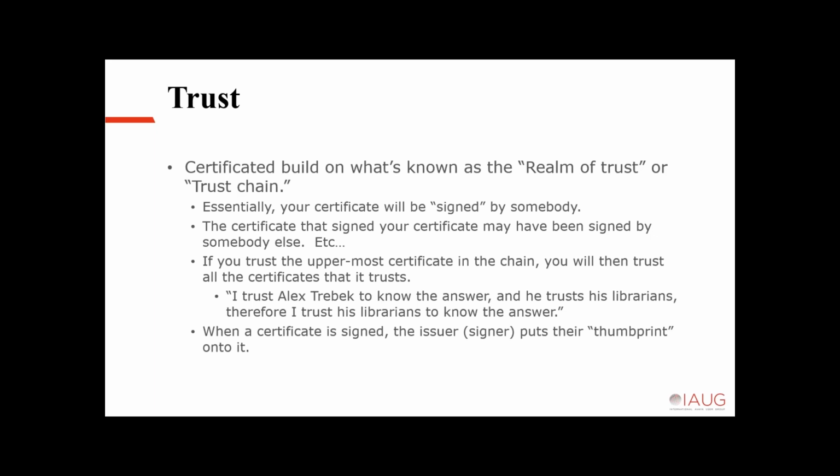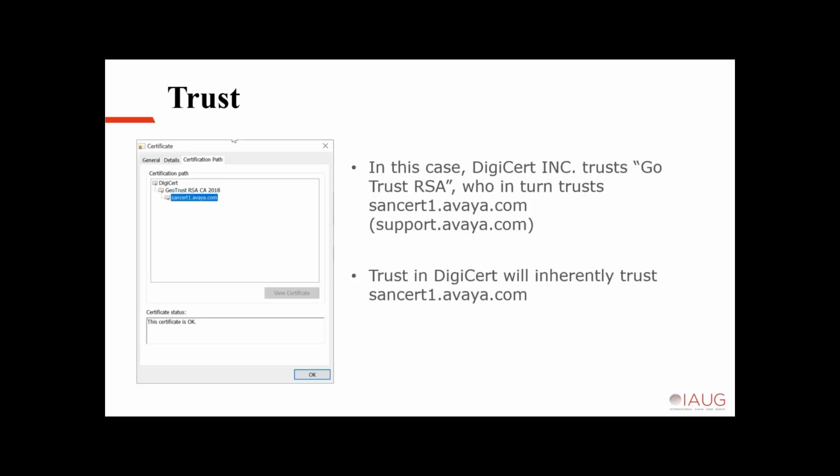Again, it's the transitive property that you might remember from algebra or your math classes. When a certificate is signed, the issuer puts what they call their thumbprint onto it. So I take a certificate and say, let's say I want to be trusted by Paige over at IAUG. I can give her the certificate, she can go sign it, and now I have this thing, and because she trusts it, and if you trust her, you now trust me. So how does this actually work?